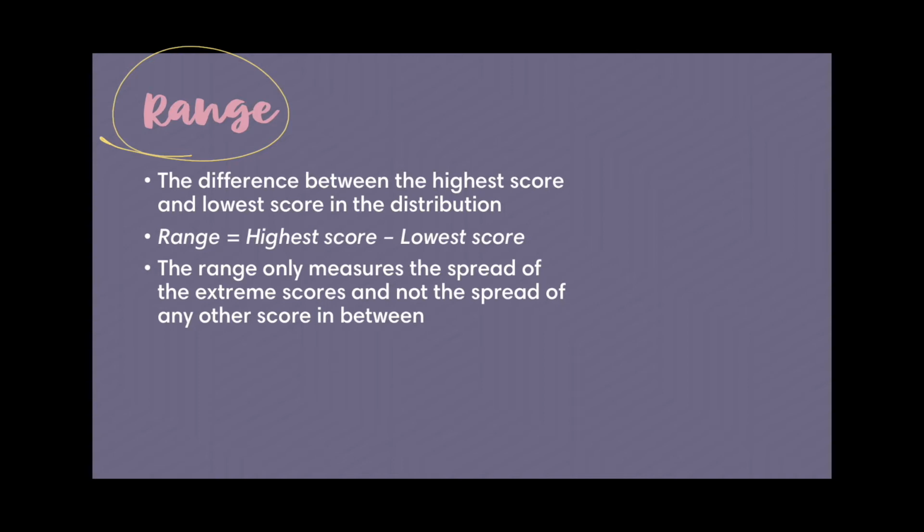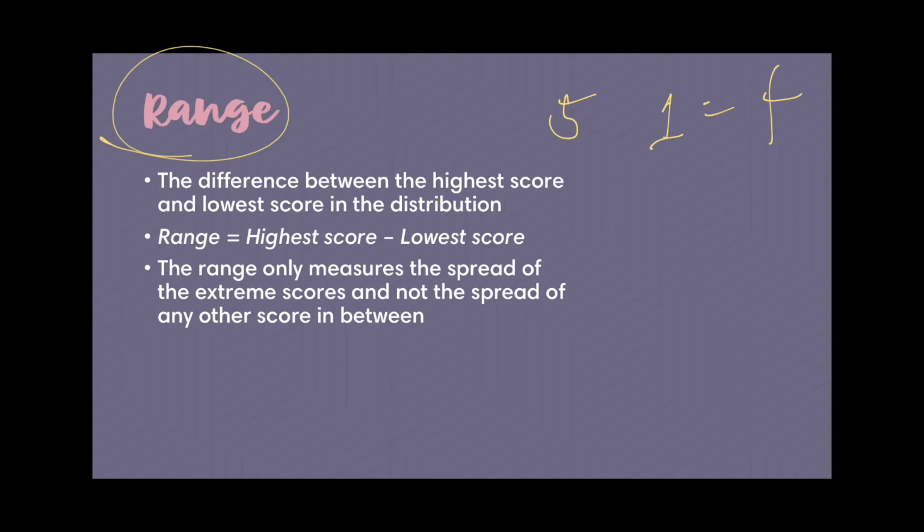While it's the most basic, the major limitation of the range as a measurement is that it only measures the spread of the extreme scores and not the spread of any score in between the highest and the lowest scores. Especially when you're working with Likert scales that are averaged in nature, if your highest score is 5 and your lowest score is 1, then it is automatic that your range will be 4.